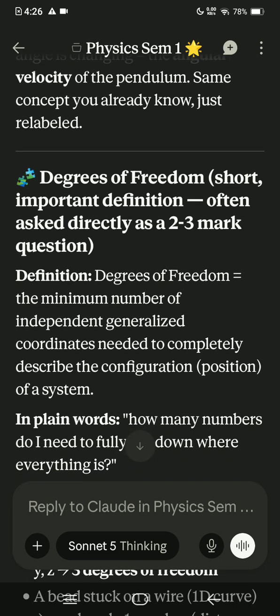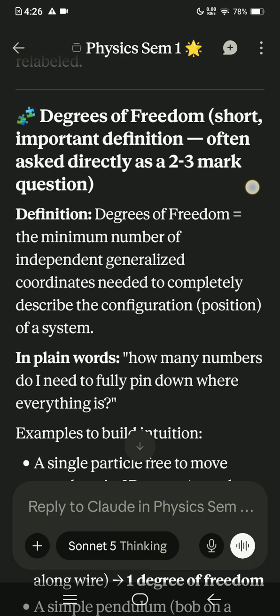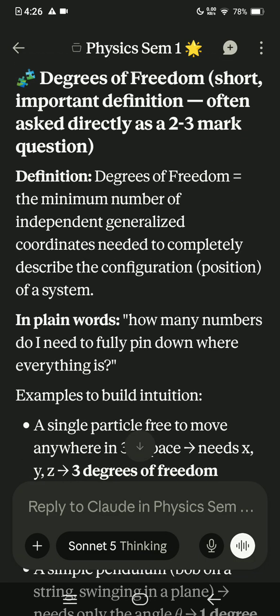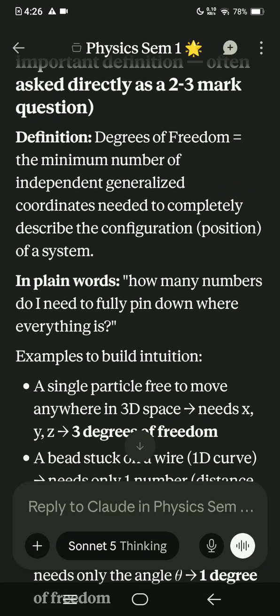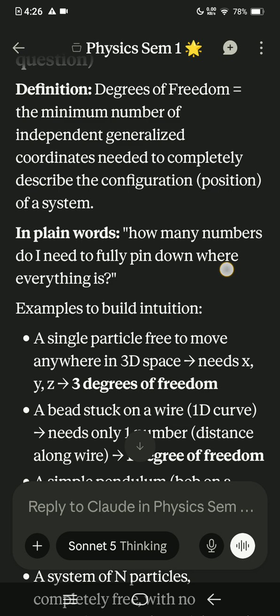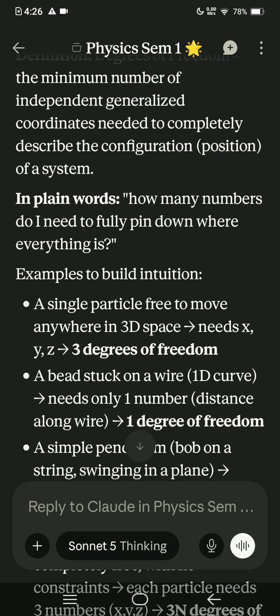Degree of freedom. Short, important definition, often asked directly as a 2 or 3 mark question. Definition: degree of freedom equals the minimum number of independent generalized coordinates needed to completely describe the configuration or position of a system. In plain words, how many numbers do I need to fully pin down where everything is?